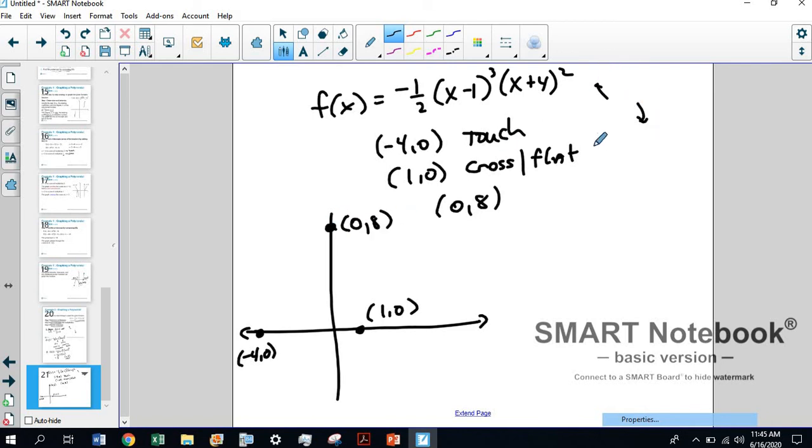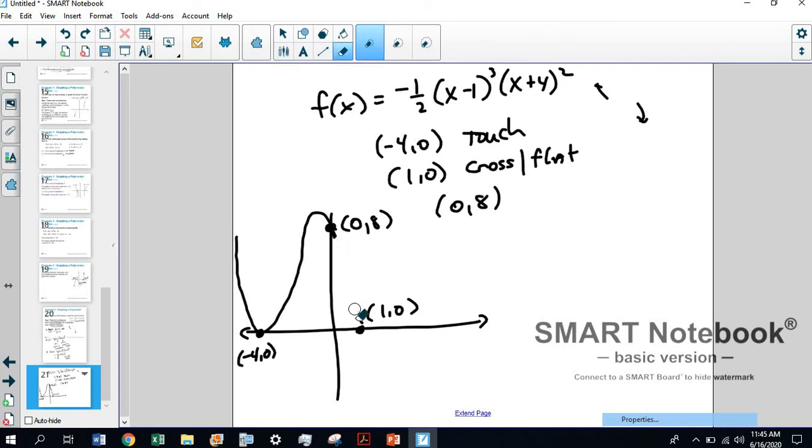We're supposed to come down and then go down, so we go down to here. We touch at negative 4. We go up. I don't know that we max out before or after 8, it doesn't really matter, but eventually I've got to come back down, and then I'm going to go straight down. But because of the power of 3, I know that this actually comes down and flattens out a tiny bit and then goes on.